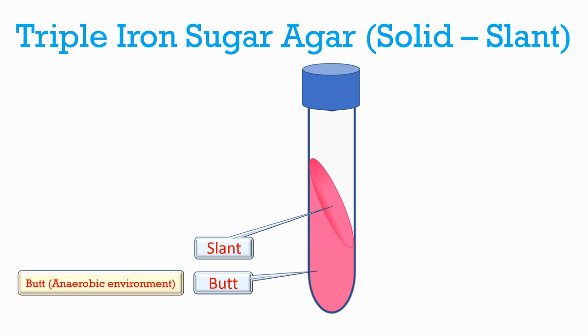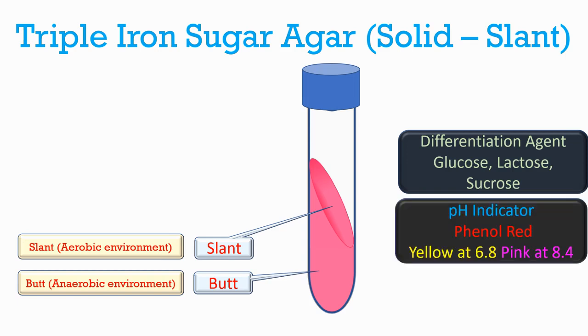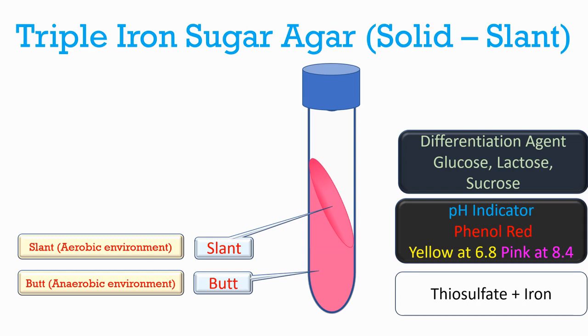The butt provides relatively anaerobic environment and the slant is exposed to air and provides aerobic environment. TSI contains 3 fermentable carbohydrates, glucose, lactose, sucrose that act as differentiating agents. The pH indicator used is phenol red, that is yellow at pH of 6.8 and pink at a pH of 8.4. TSI is buffered at a pH of 7.4 and production of relatively small quantities of acid results in visible color change. It also has thiosulfate and iron to detect H2S production.